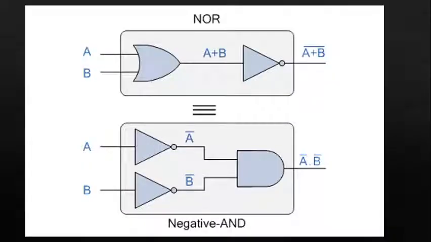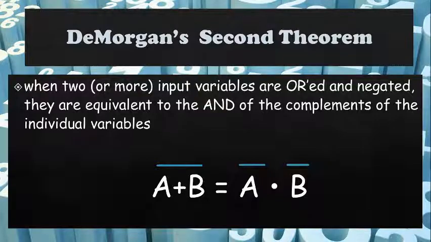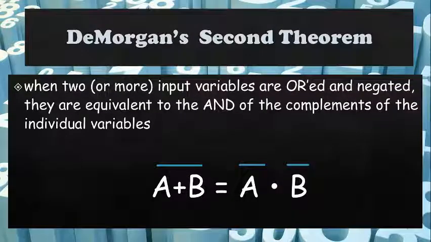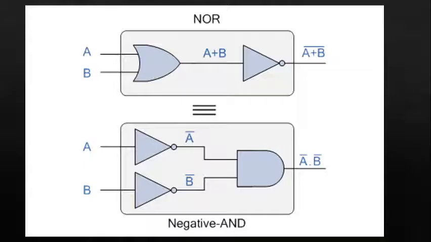So this is the logic diagram for our second theorem, where A plus B bar, or the NOR gate, is equal to the complements of the individual variables in the given AND gate. So A plus B bar is equal to A bar times B bar.